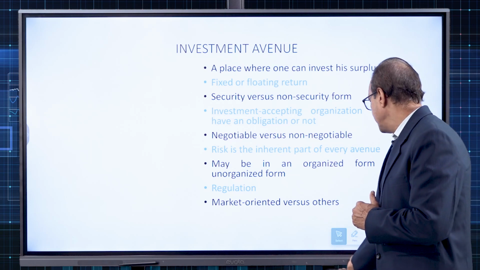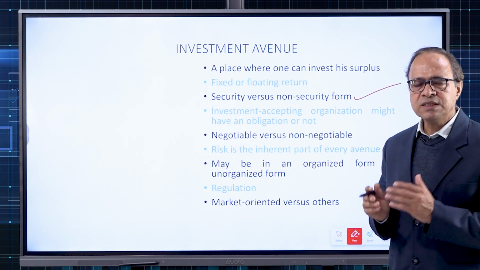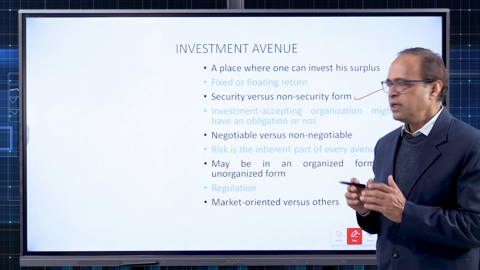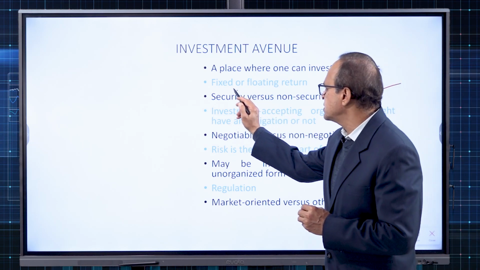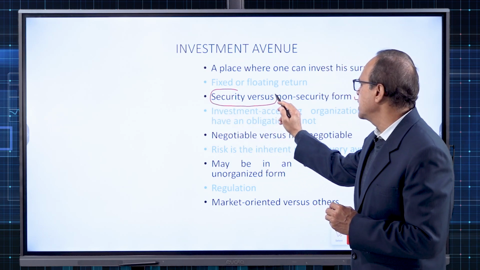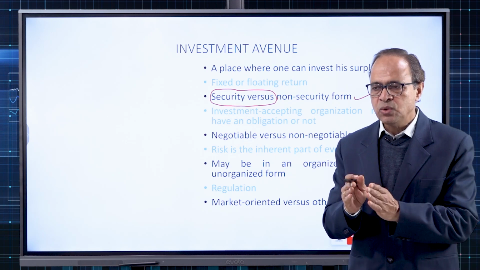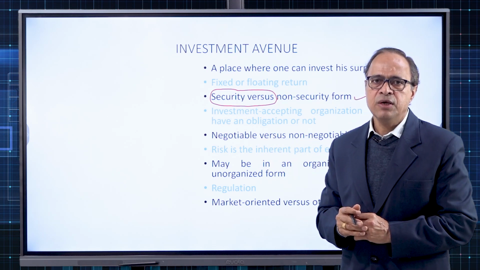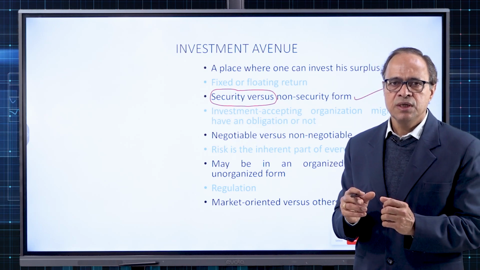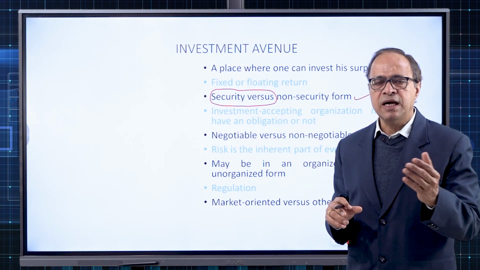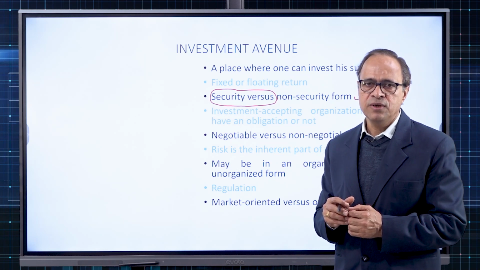Another way of classifying the investment avenue may be security versus non-security form. Now, what is security and what is non-security? Here, security does not mean safety. We are simply saying security form of investment are the ones which are negotiable in nature. It means if you invest somewhere today in your name, tomorrow you can sell it in the market. Equity shares, bonds, preference shares, mutual funds. Those are the avenues where you buy today and you can sell it after some time. You will be given some document or a certificate. That is the security form of investment.